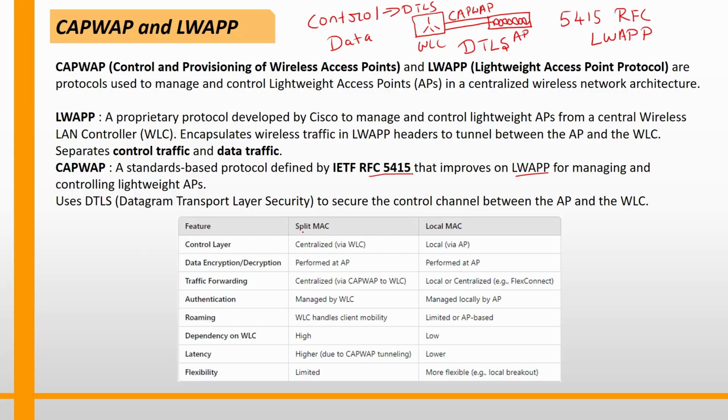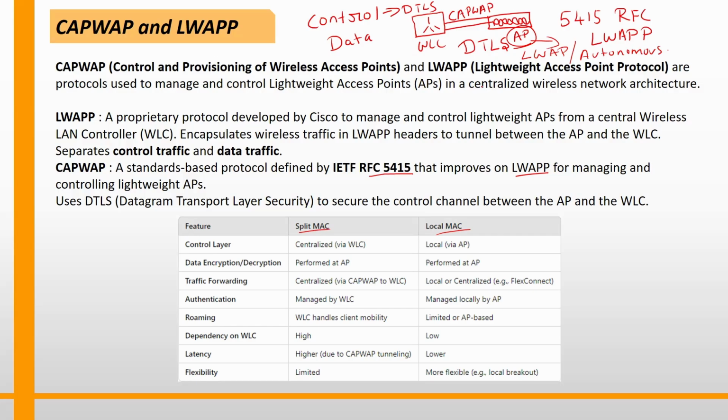So there is a concept of split MAC and local MAC. That is nothing but whether your access point is controlled by a centralized WLC, or the access point is working as one unit where it takes all the decisions. When the access point is controlled by the WLC, that kind of access point is called a lightweight access point. If the access point can work independently, then that kind of access point is called an autonomous AP. And that is what split MAC and local MAC is.